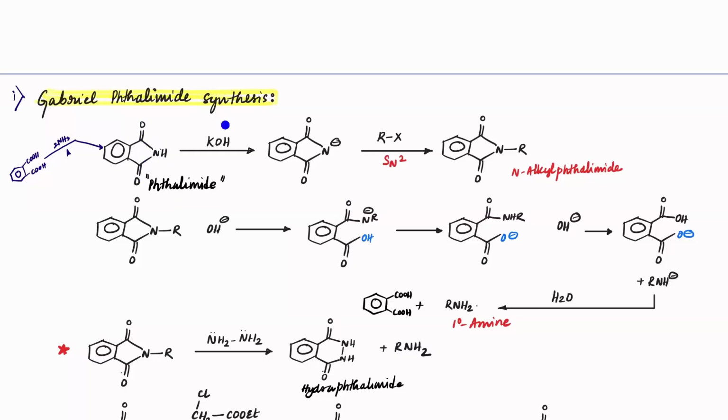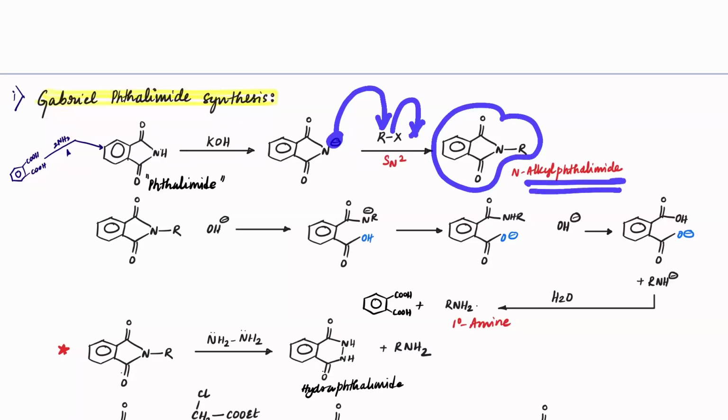And when you react with KOH, OH minus will take this H plus because this hydrogen is sufficiently acidic, and you'll get N minus. That N minus will attack R-X to remove this X here. So you will get this as N-alkyl phthalimide.